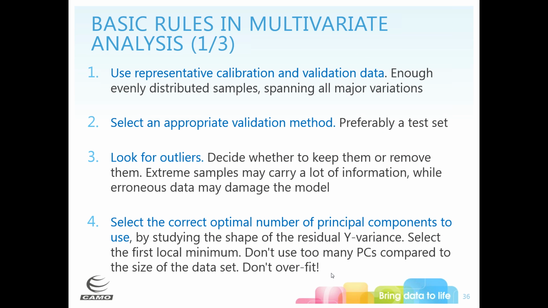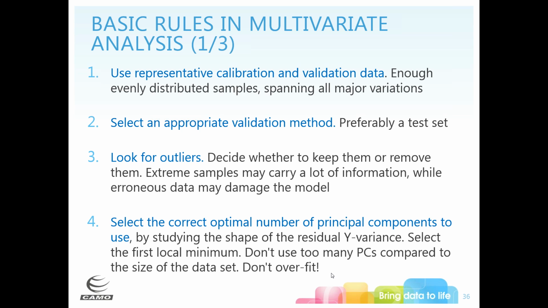So some basic rules. Make sure to use representative calibration and validation data. You want to make sure you have enough evenly distributed samples spanning all of the major variations that you expect. You want to select an appropriate validation method. Ideally, this would be a test set, so you can split into training and test. So you have some data with known values that you train it on, and then some data with known values that were not used to build your model, but you know what the known value is, and you can test the model that you build.